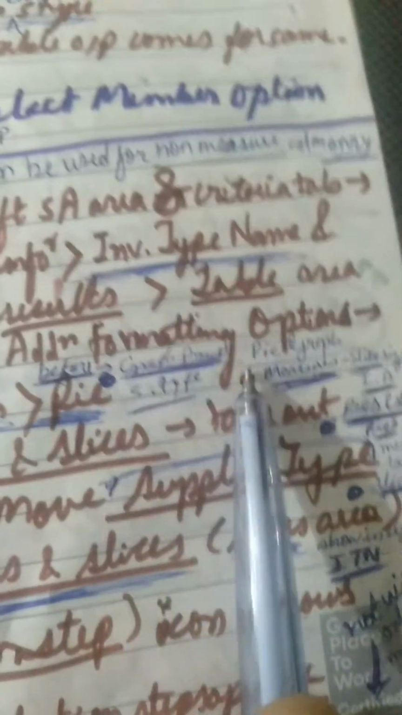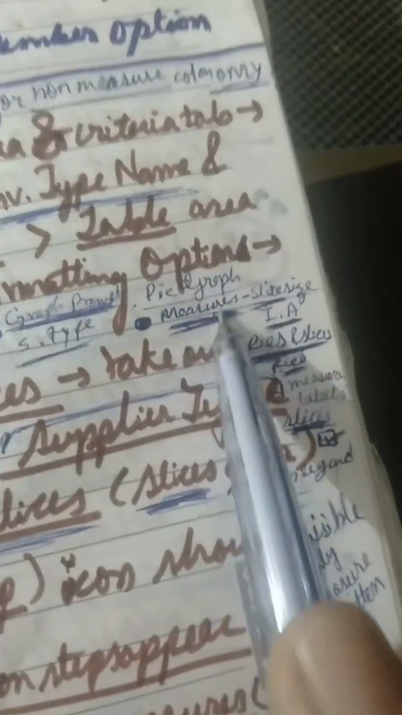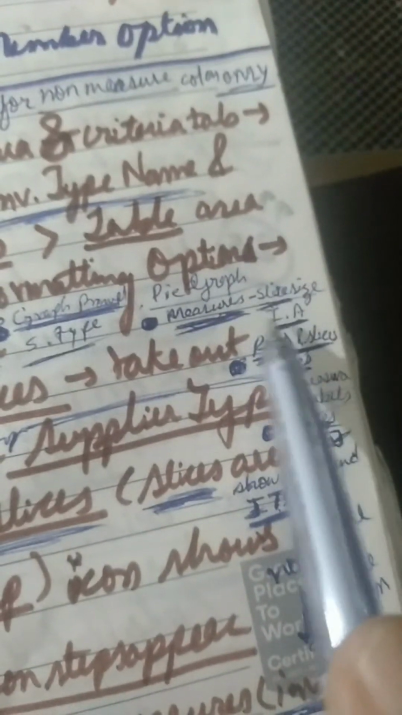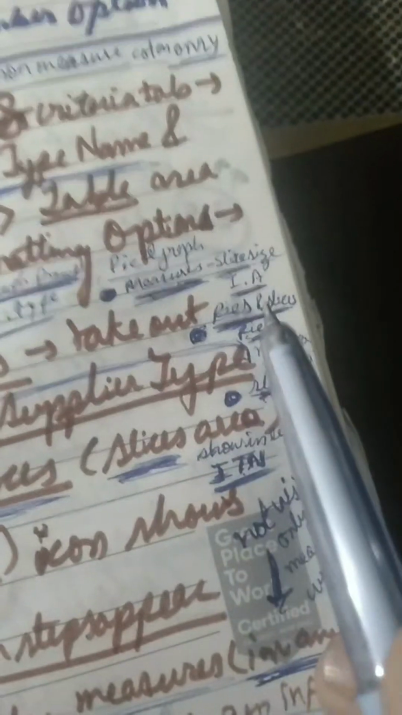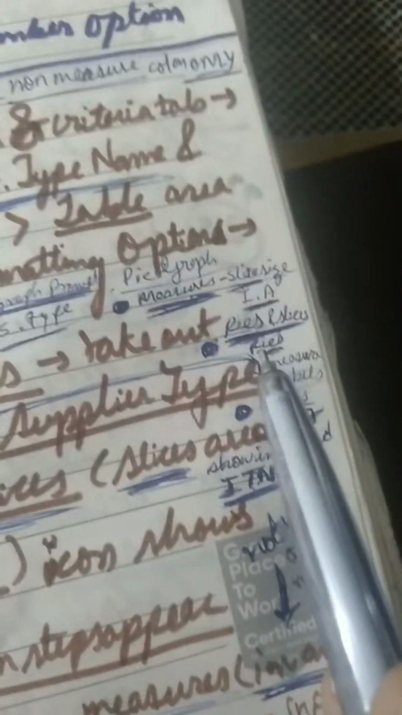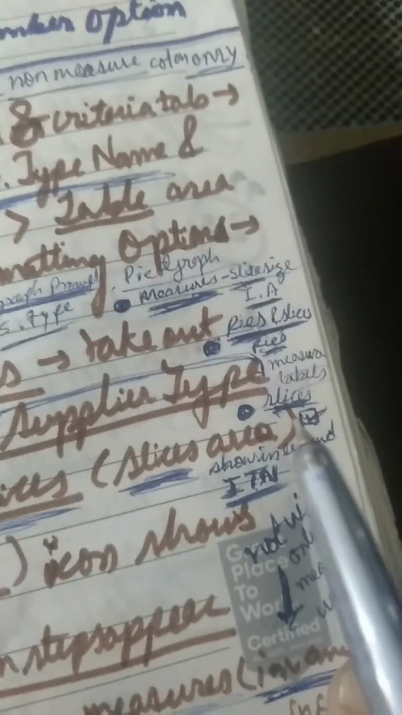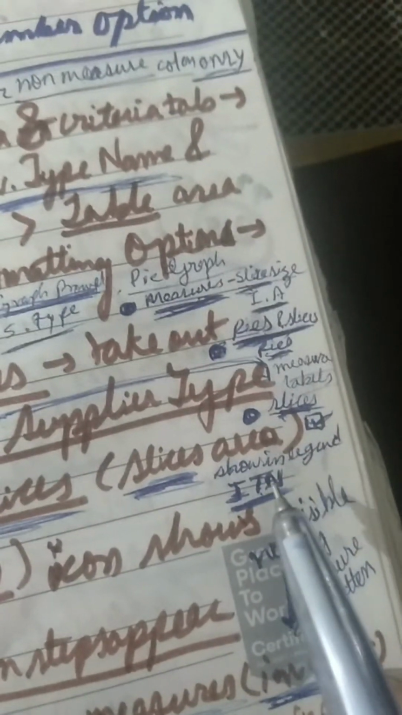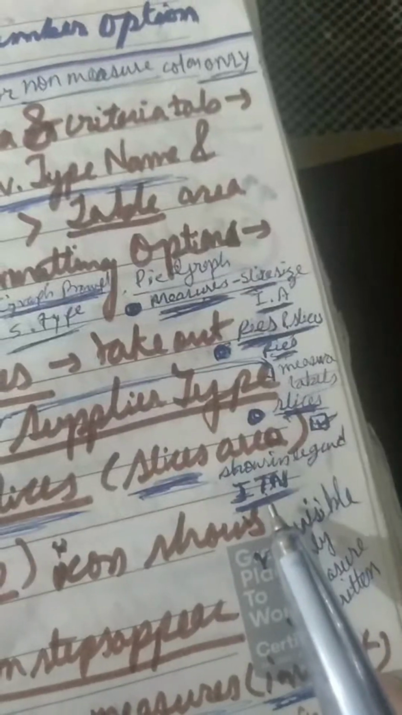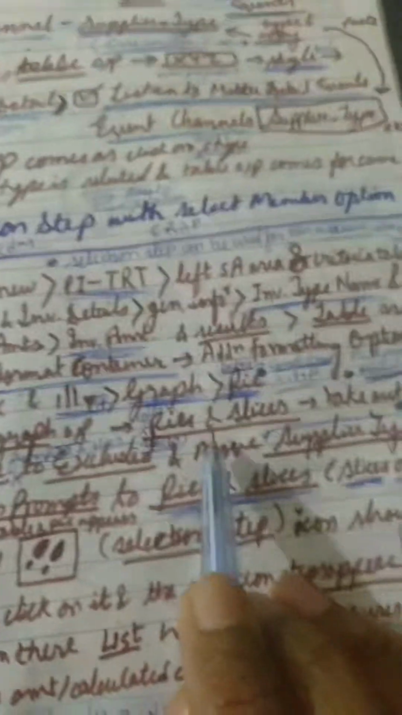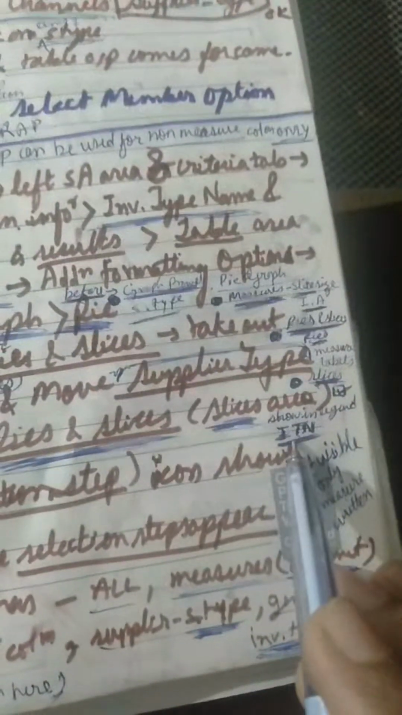By default, graph prompt will have supplier type. The pie graph will have measures because invoice amount is a measure, so it will automatically take invoice amount. Now pies and slices, there are two types. One is pies and slices. Here it has invoice type name. So what we'll do is we'll click on edit in the graph output, go to pies and slices, and take out this invoice type name, I've just written a shortcut. I'll take out this invoice type name to the excluded.